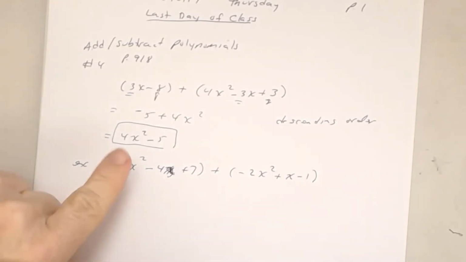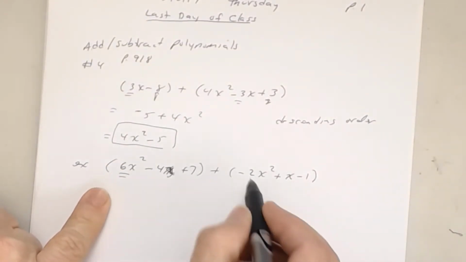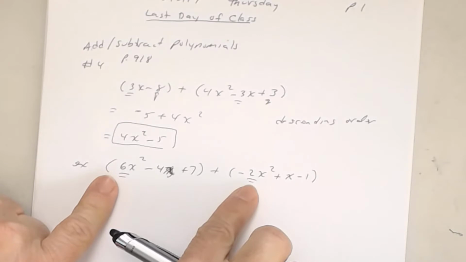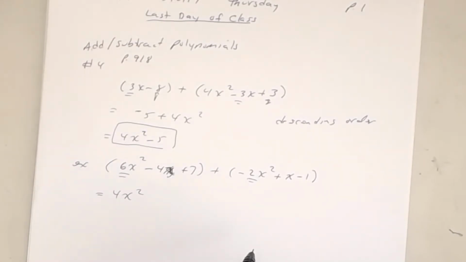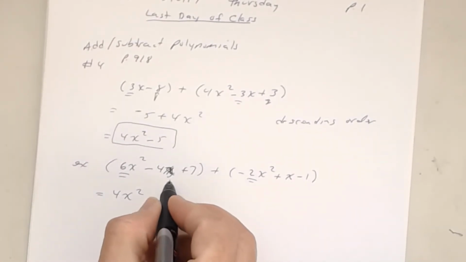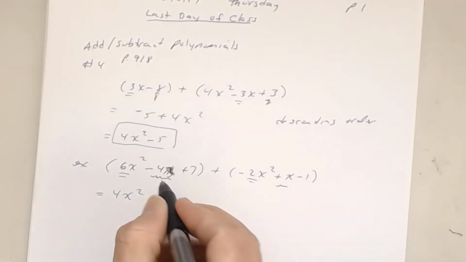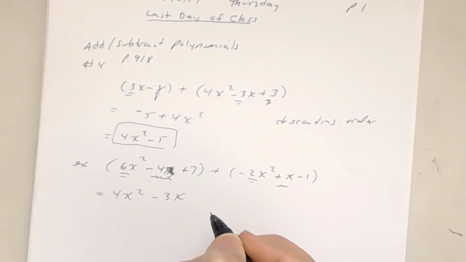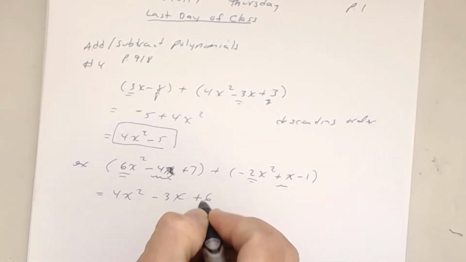I do have an x to the second. There's this one. Can I combine it with something else? Yeah, negative 2x squared. Those are like terms. So what's 6 and a negative 2? 4. So it's going to be 4x what? Squared. So I get 4x squared. All right. So that takes care of the x squared. Now the x's. There's this one. Is there another I can combine it with? Yes. So what's a negative 4 and a positive x? Minus 3x, right? And then the only thing left is the term, and what's that term called? Constant. So what's a positive 7 and a negative 1? Positive 6. Okay?